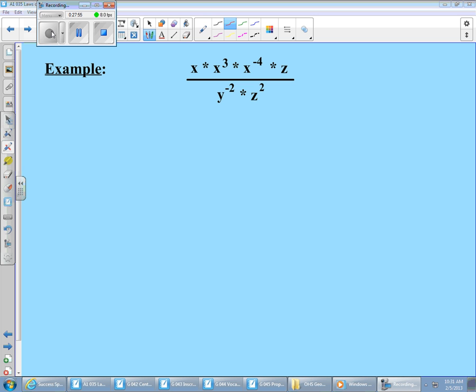I see law 1 on the x's. Okay, you see up there that you have x times x times x. There's no reason for all those x's to be written separated like that. So let's look at combining the x's. What will the exponent of x be?